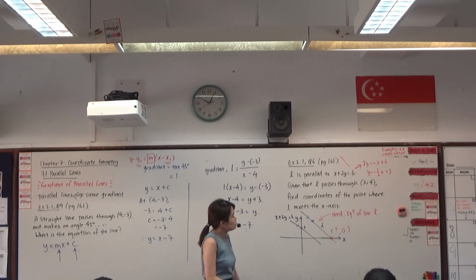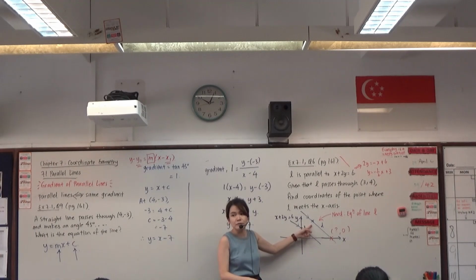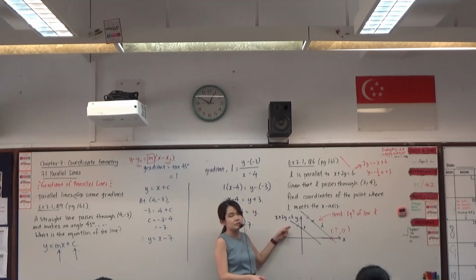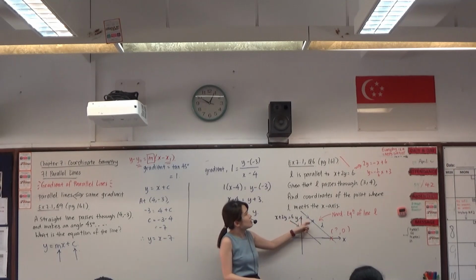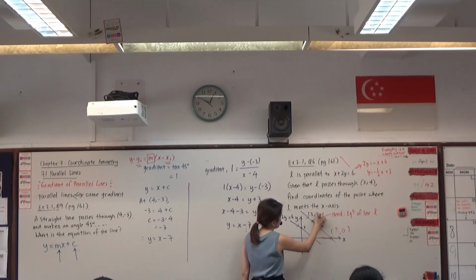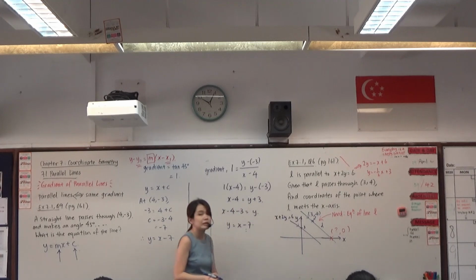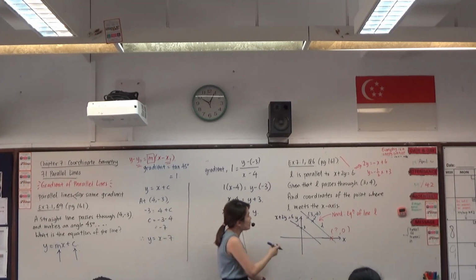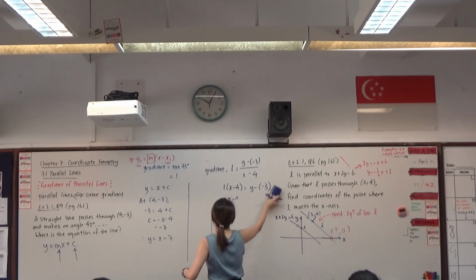Okay, so gradient, will I be able to know it? Yes, right? Because it is parallel. Do I know the one point that's found on this line? I do, right? Which is 3, 4, which I may not have indicated. Okay, so with that understanding, we proceed with trying to solve it.